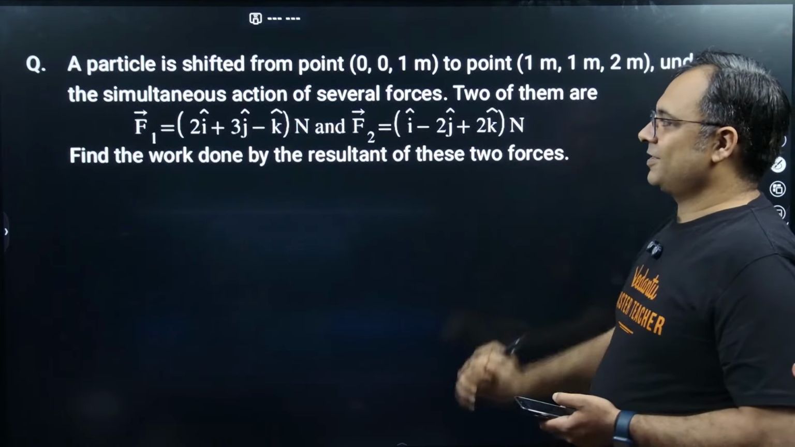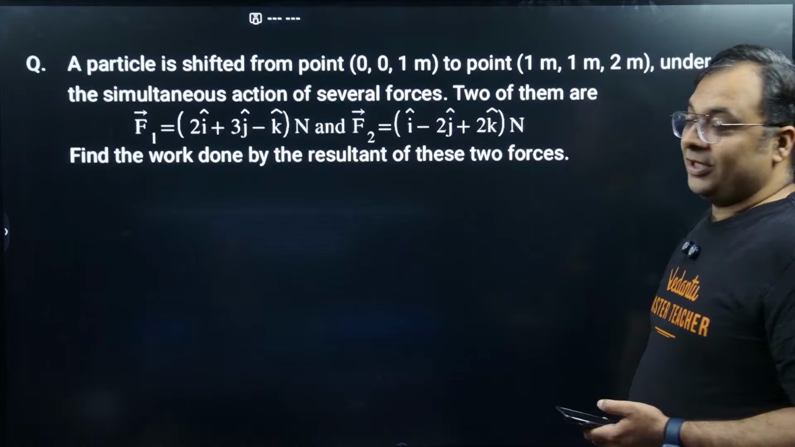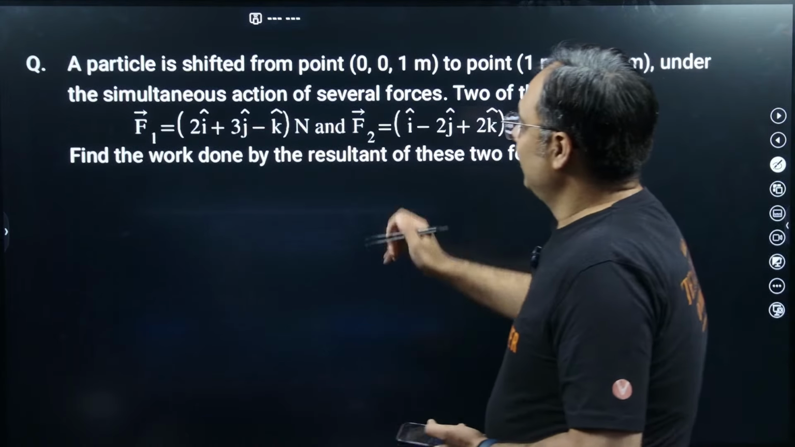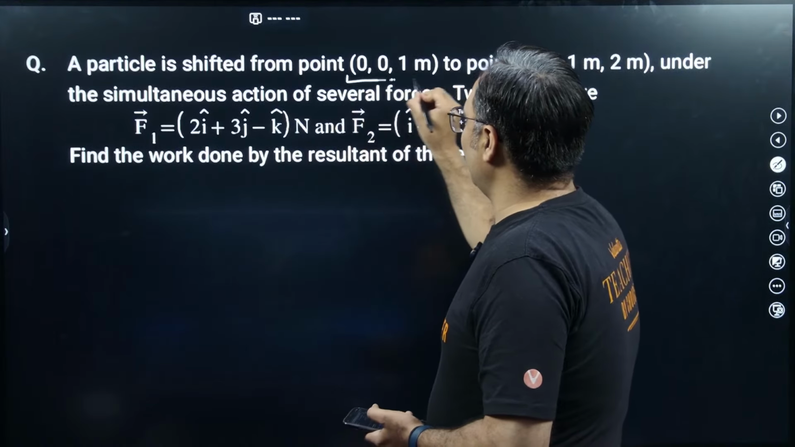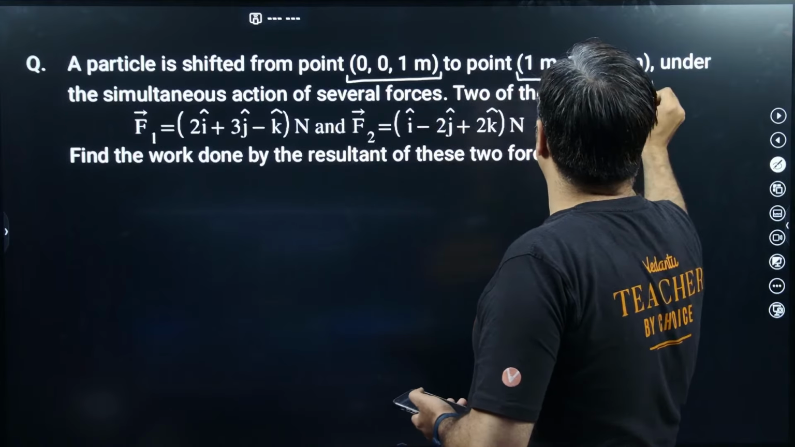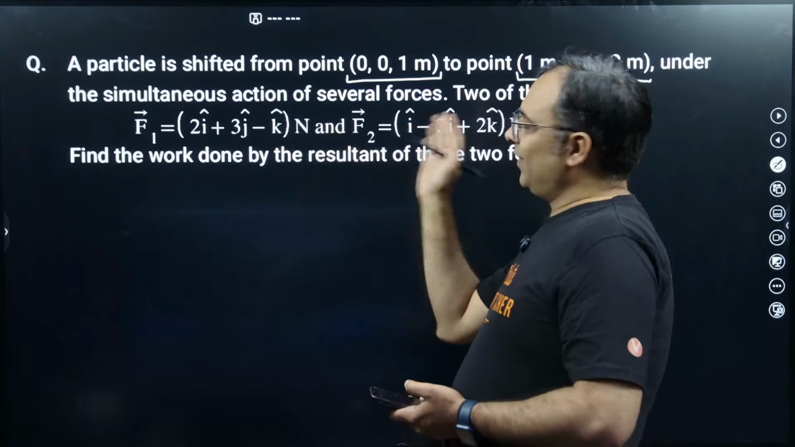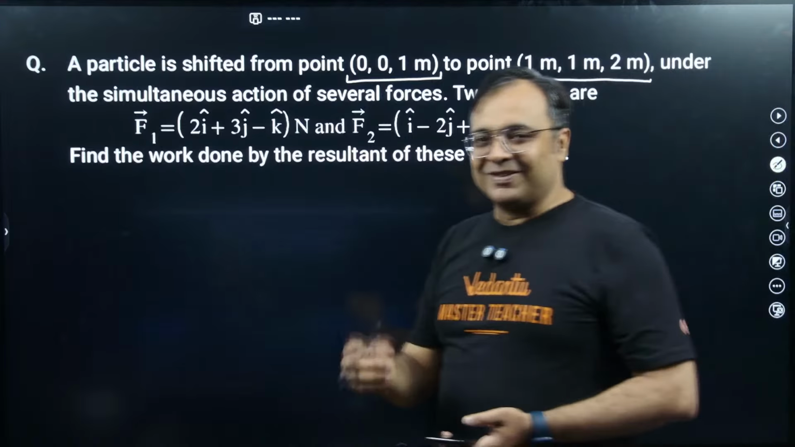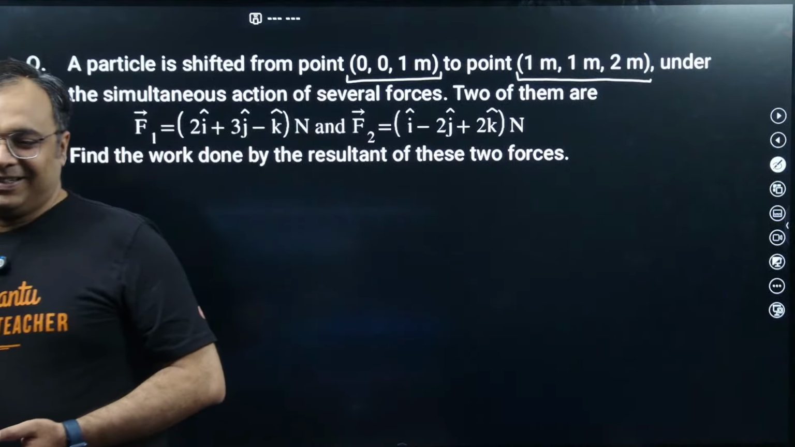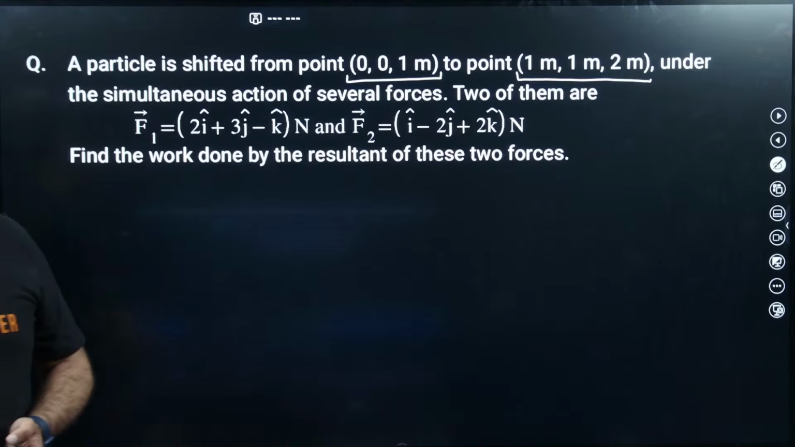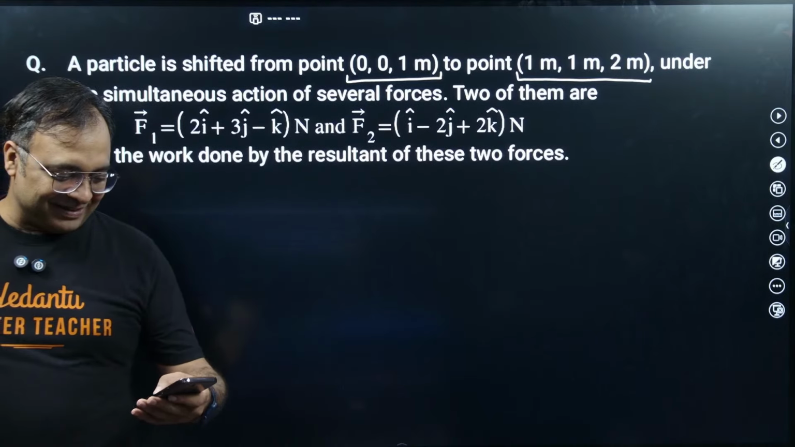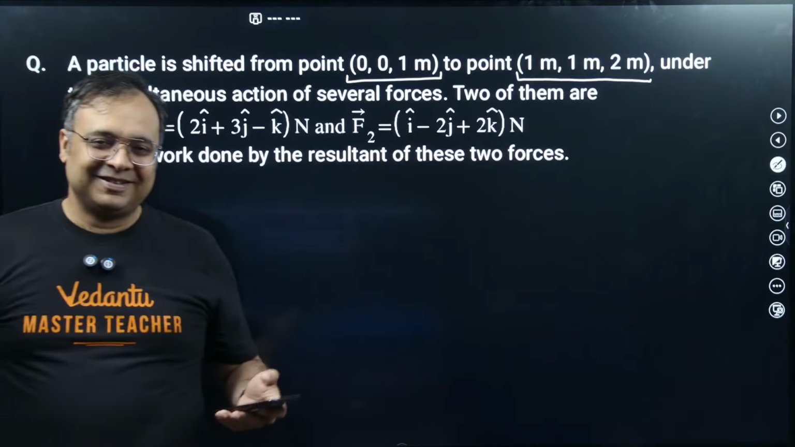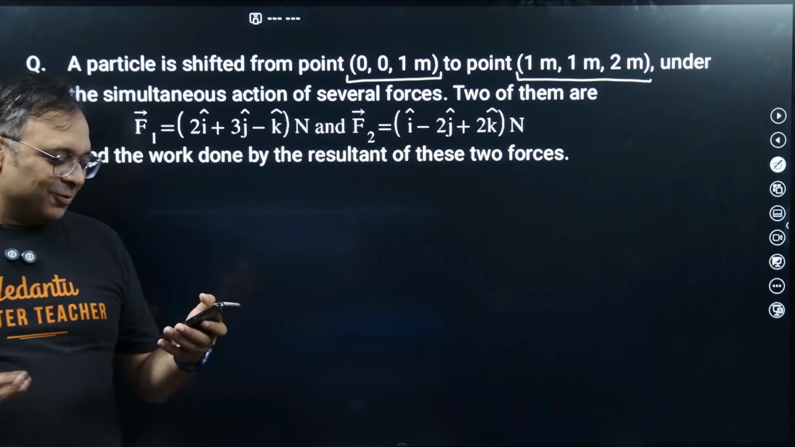Now this is an interesting one. In this, they have given two forces and they have said the particle is shifted from point 1 to point 2 under the action of F1 and F2, and they want the work done by the resultant of these two forces. So this requires some work to be done. Can you try this? Just write trying in the chat box so that I get to know that you are trying the question.